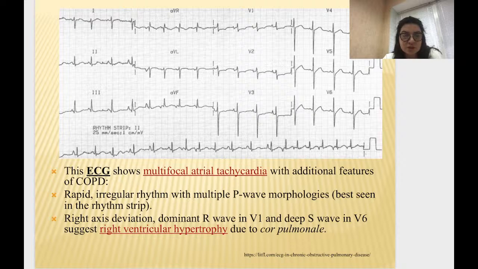Here is one more ECG. It shows multifocal atrial tachycardia with additional features of COPD. It is arrhythmia plus cor pulmonale. Here we can see a rapid irregular rhythm with multiple P-wave morphologies. This is best seen in the rhythm strip, the lower strip, usually the second, that contains a longer recording of one lead. Moreover, here right axis deviation, a dominant R wave in V1 and deep S in V6 suggest right ventricular hypertrophy due to cor pulmonale.